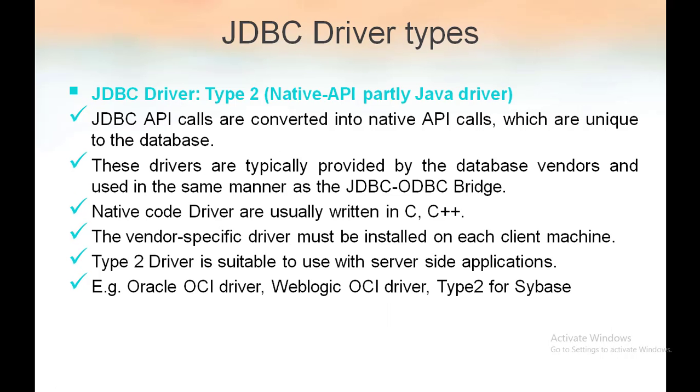Type 2 driver, native API partly Java driver. This second category driver converts JDBC calls into calls on client API for different types of databases like Oracle, Sybase, etc. This driver is provided by database vendors and used in the same manner as JDBC ODBC bridge. Here native code drivers are usually written in C, C++. For type 2 driver, vendor specific driver must be installed on each client machine. This driver is used with server side application.